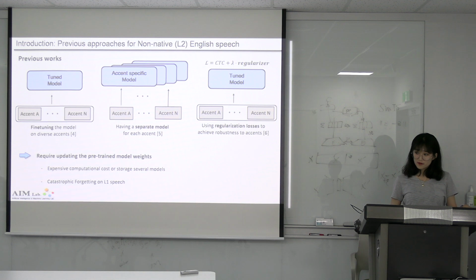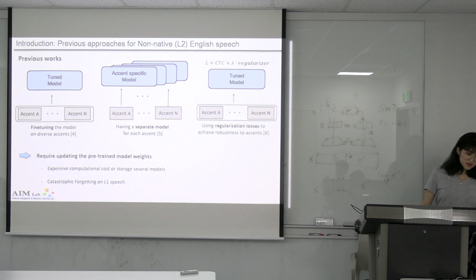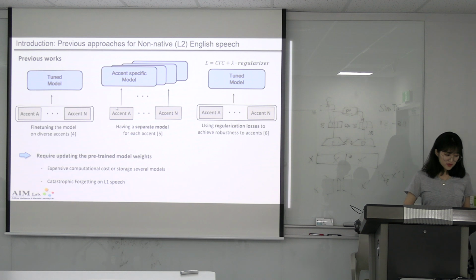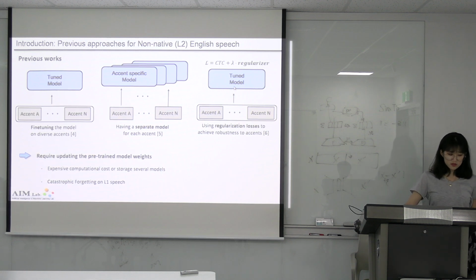To deal with this problem, there have been various previous works. For example, there are works about fine-tuning one model on diverse accents, or having a separate model for each accent to get an accent-specific model, or using regularization losses to achieve robustness to accent. However, there are some limitations: these methods require updating the pre-trained model weights, so they have expensive computation costs or need several models, and catastrophic forgetting on native speech also happens.